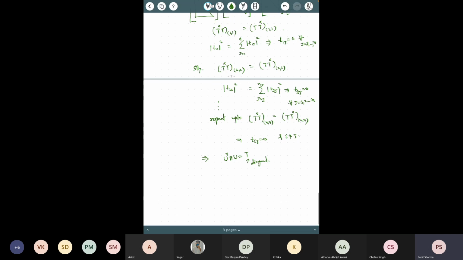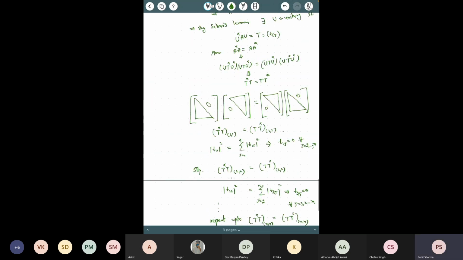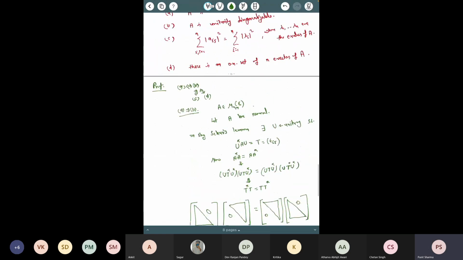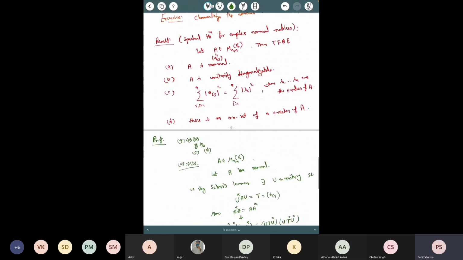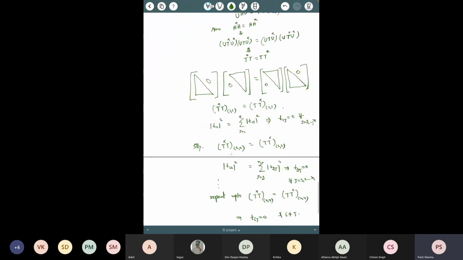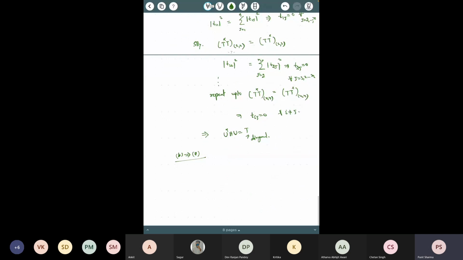Now let us prove B implies A. So we have proved A implies B. Now let us look at B implies A. So what is B? Suppose that A is unitarily diagonalizable. Can you say that A is normal? This is not difficult to check. So what is given? Given is, suppose U star A U is D, diagonal. This is given to us. Now can you verify from here that A is normal?